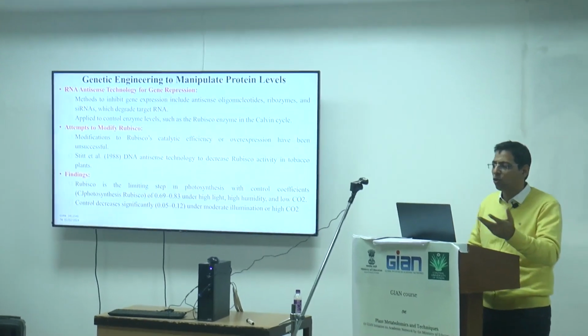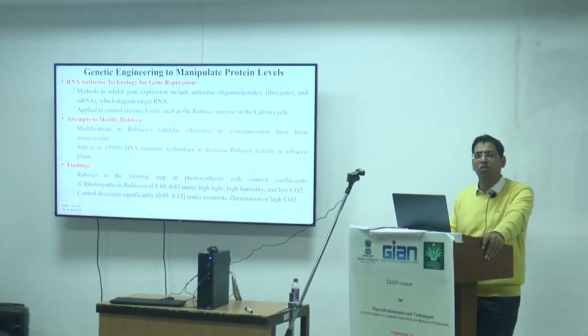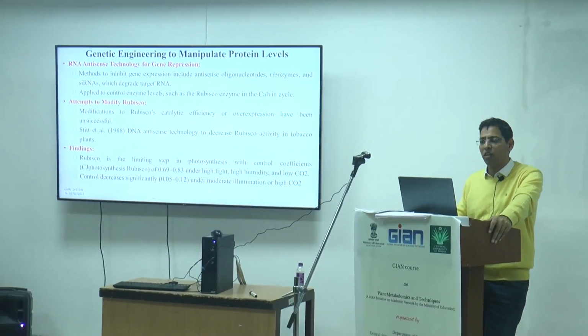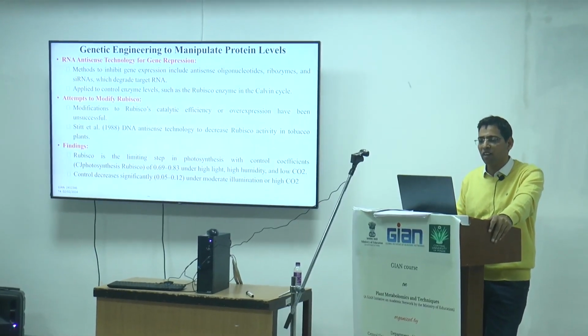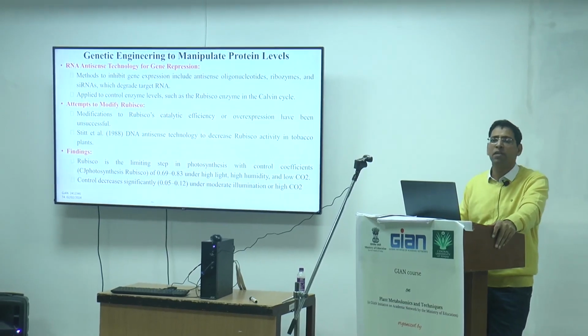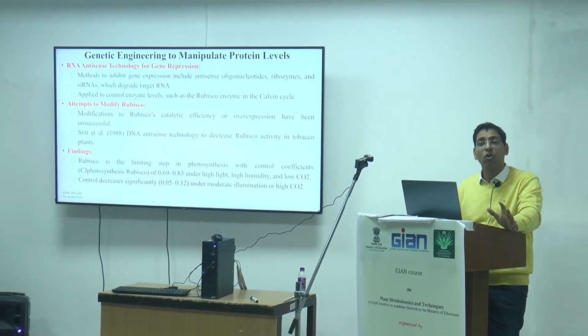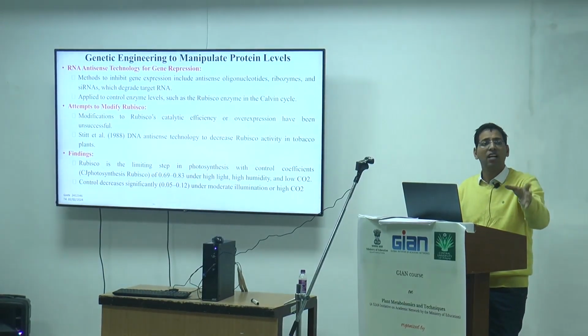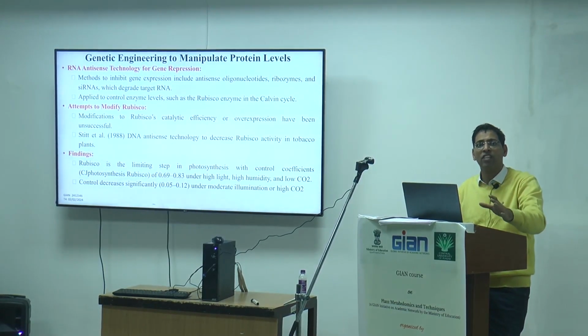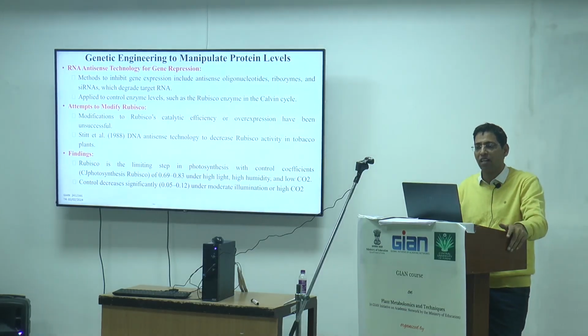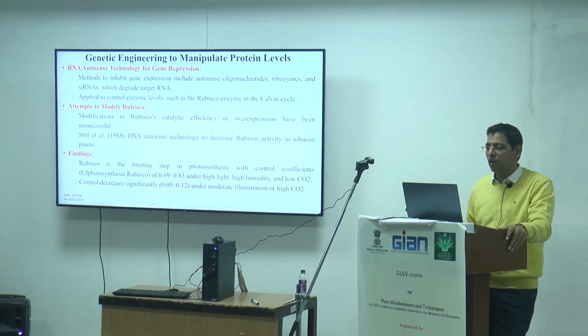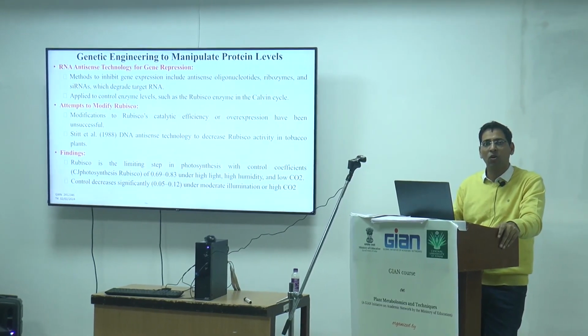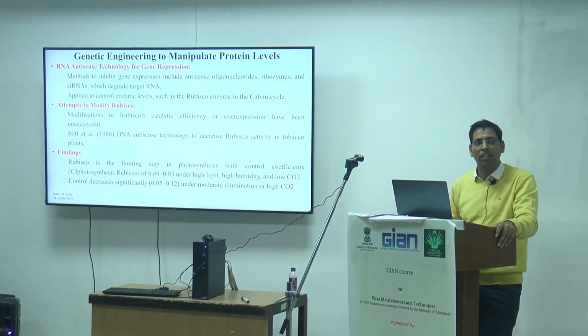Here we use RNA antisense technology for gene expression, attempting to modify the Rubisco. Antisense technology is basically used for those genes encoding those enzymes, to overexpress and increase the accumulation concentration of those enzymes so that you will get better flux. Second, the Rubisco enzyme can be used to control the whole enzyme activity of that particular biosynthetic pathway.